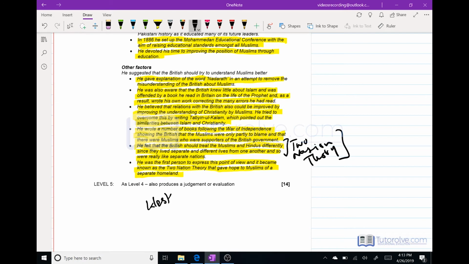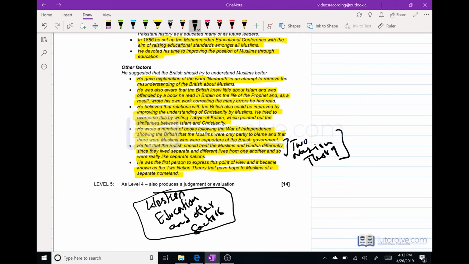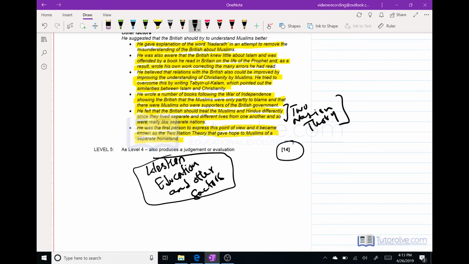And again, you end it with evaluating the fact that Western education and other factors played into Sir Syed Ahmad Khan's evaluating the Muslims. So that would garner full marks for a 14-mark question.